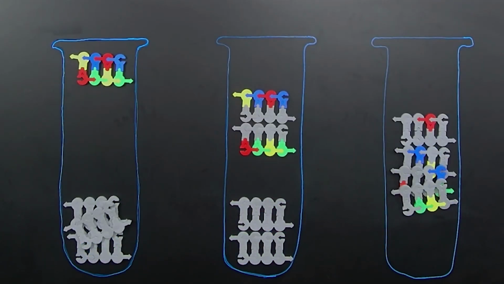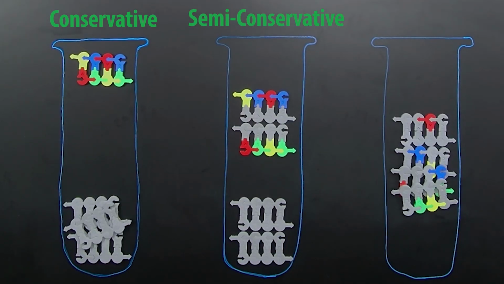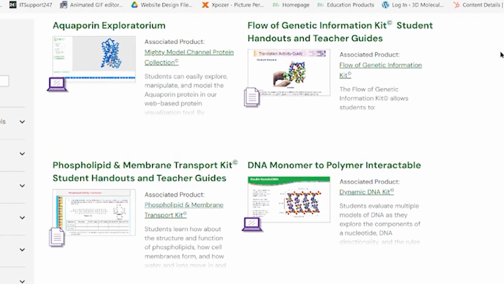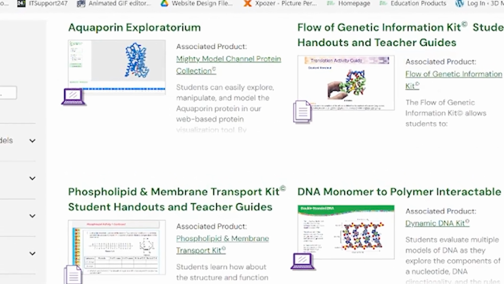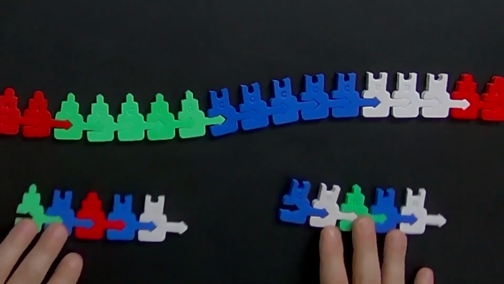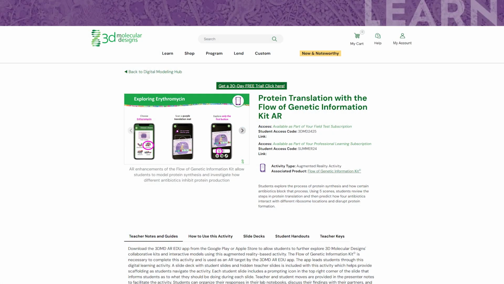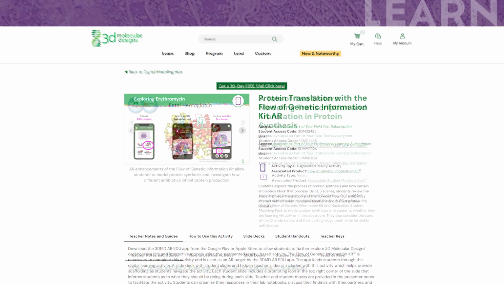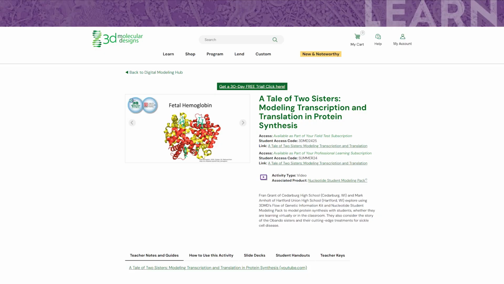The kit even supports classic experiments like Meselson and Stahl, letting students test how we know DNA replication is semi-conservative. With our free digital resources, you can extend these models to explore RNA processing, like caps, tails, and splicing, and how certain antibiotics disrupt translation at the ribosome. And our A Tale of Two Sisters webinar walks through transcription and translation in a real classroom context.